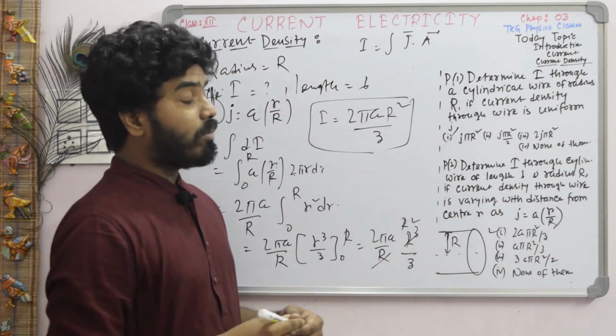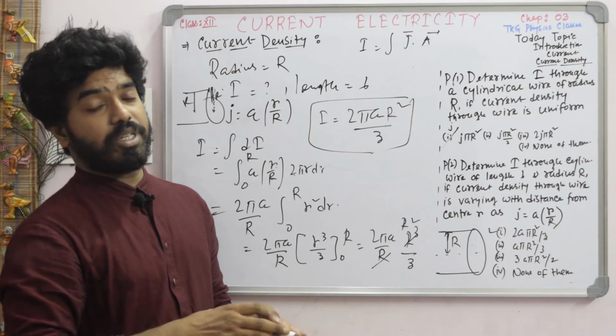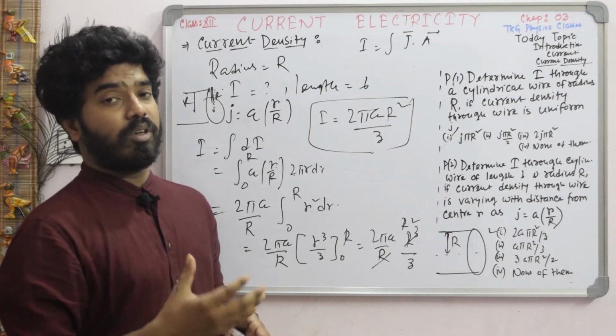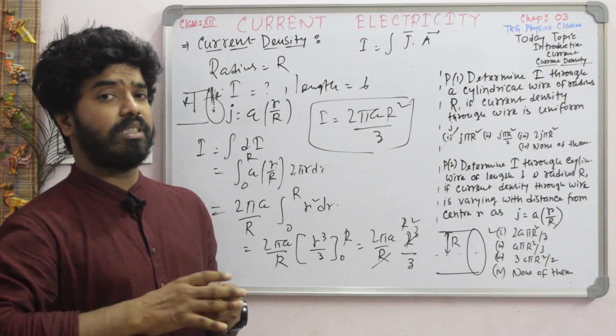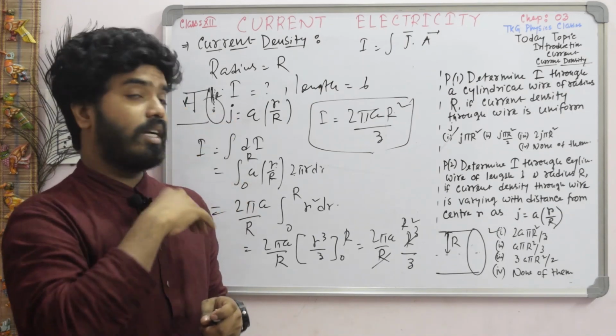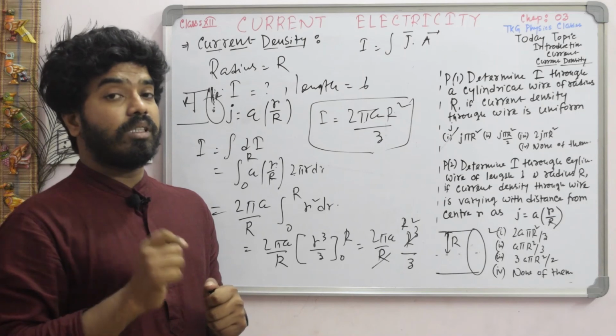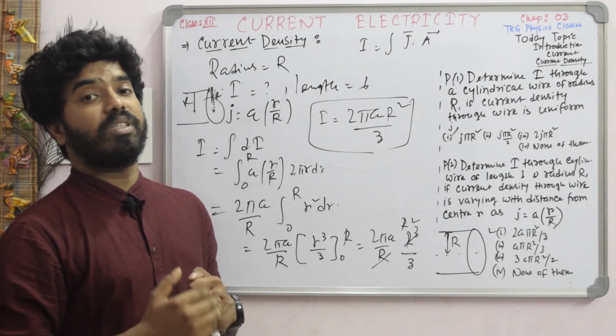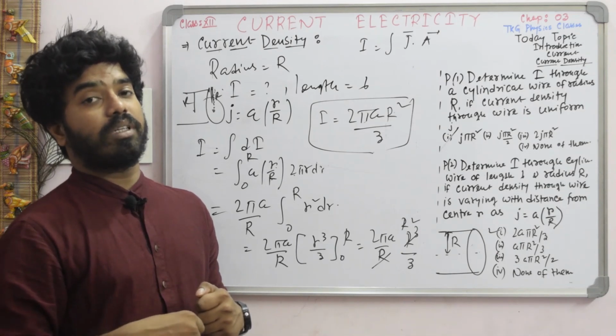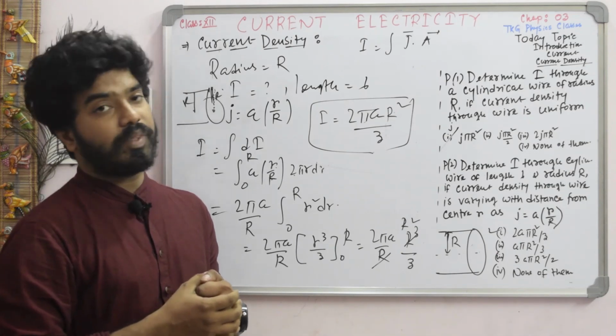So these types of problems are very important, students, in your competitive exam. First of all, when J is given as uniform, this is the basic thing, we do not need to integrate. But when the question gives J as variable, varying with distance, and you have to find out current, in that case you have to do integration.